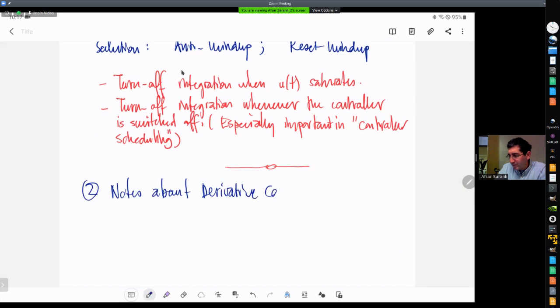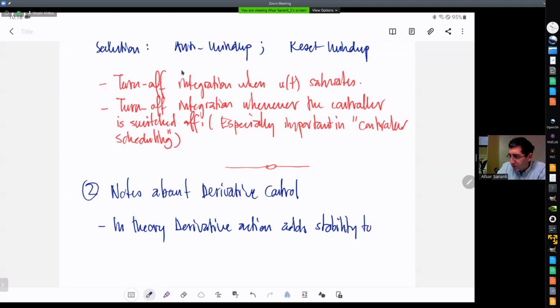Derivative control. So in theory, derivative action adds stability to a system.